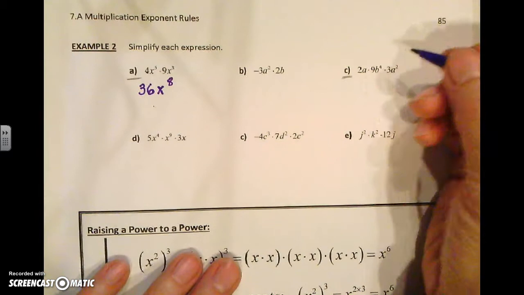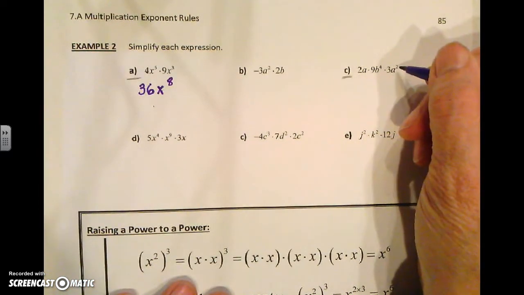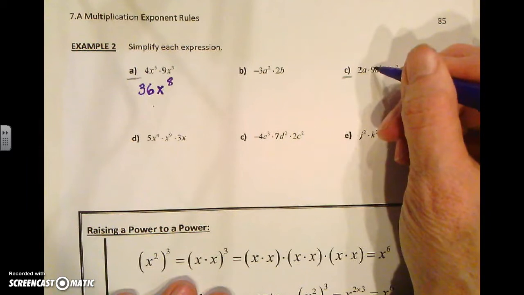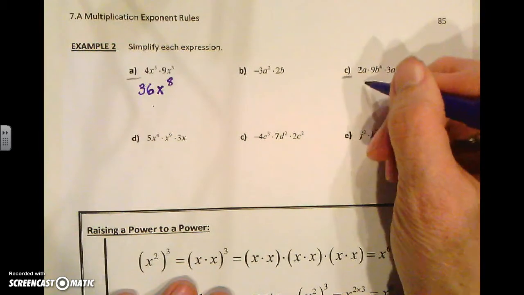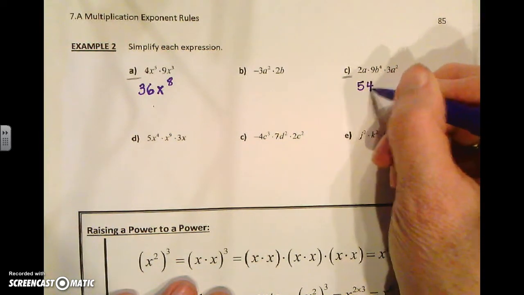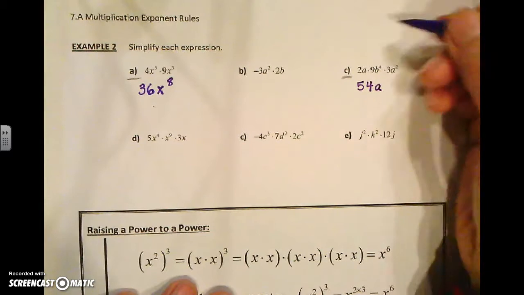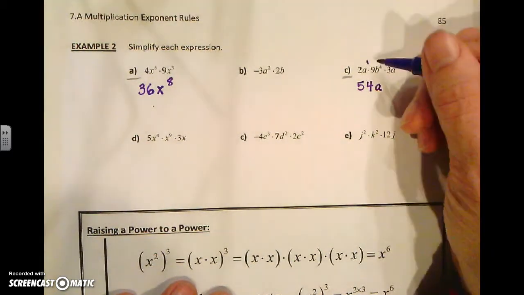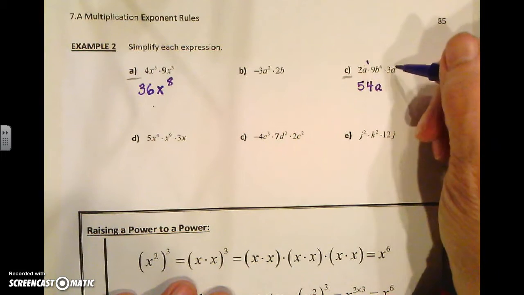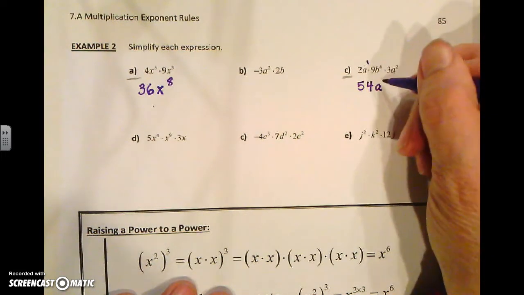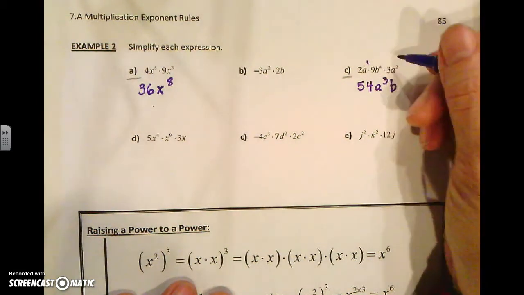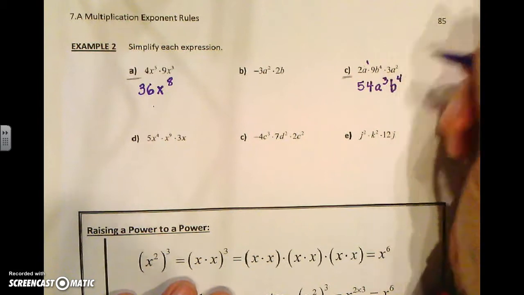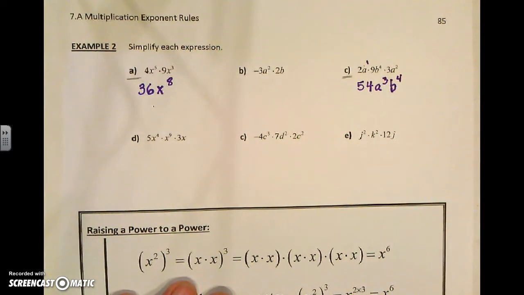In example C, again, it's all multiplication. So I'm going to multiply my coefficients. 2 times 9 is 18. 18 times 3 is 54. Then I have an A, and I see here that's going to be an understood 1. So I'm going to add my exponents for my A's together. So I have 1 plus 2 is 3. And then I have a base of B, and there's nothing to combine that with, so B to the 4th. So that becomes 54, A to the 3rd, B to the 4th.